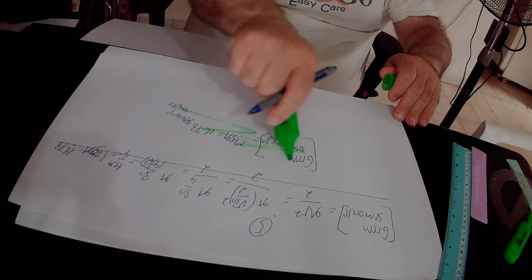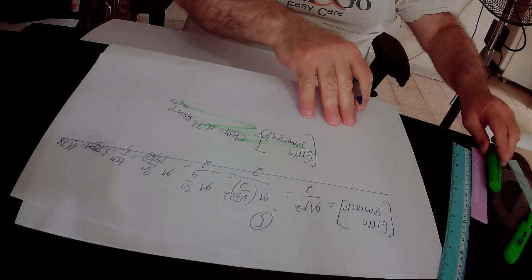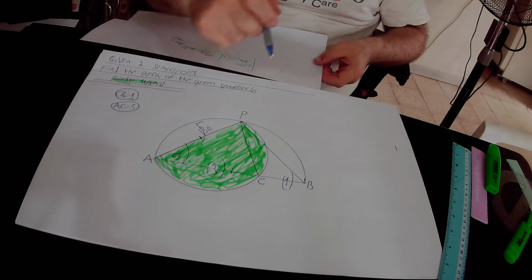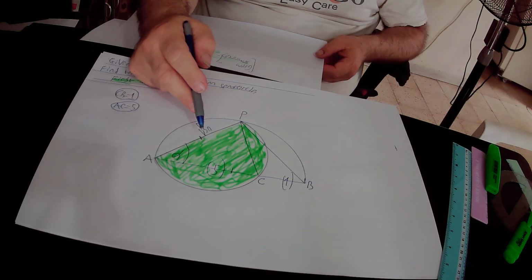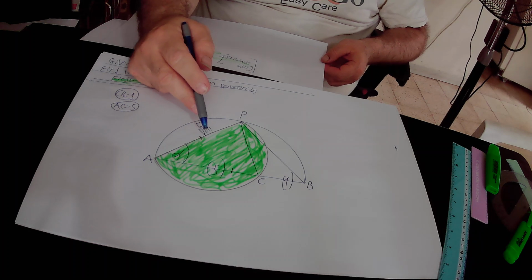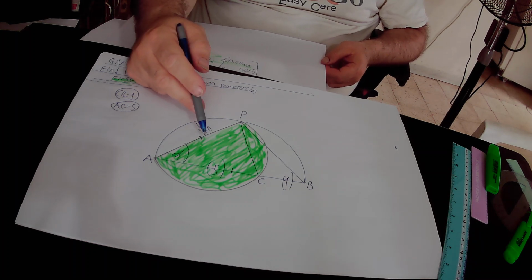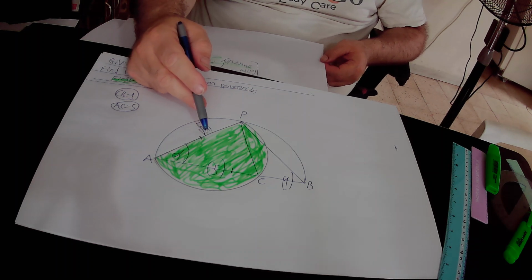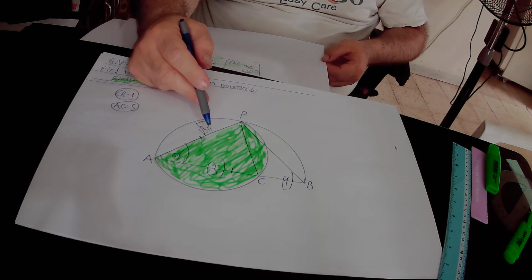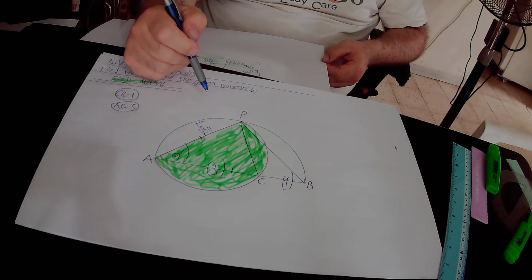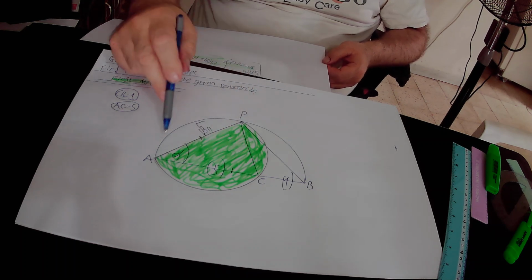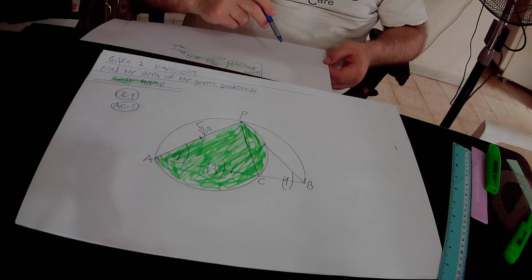Repeat again. We actually found out that the area of this green semicircle equals either 3.75 pi square units, or in terms of numbers, 11.78 square units. We finish with the first method. In the next step, I will present to you how to find the area of this green semicircle according to the second method.